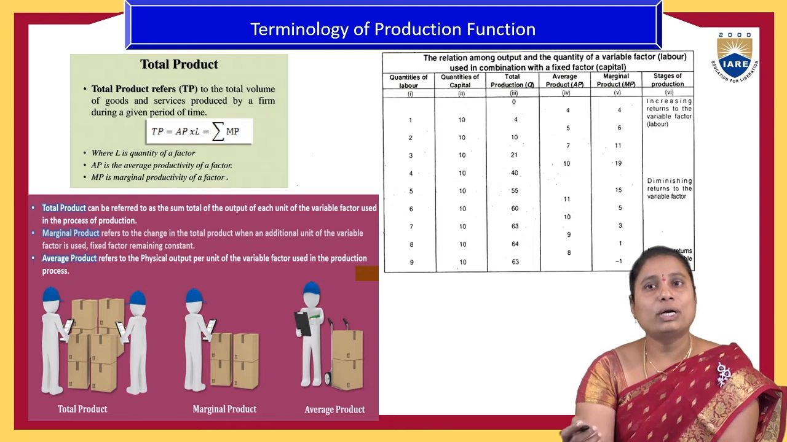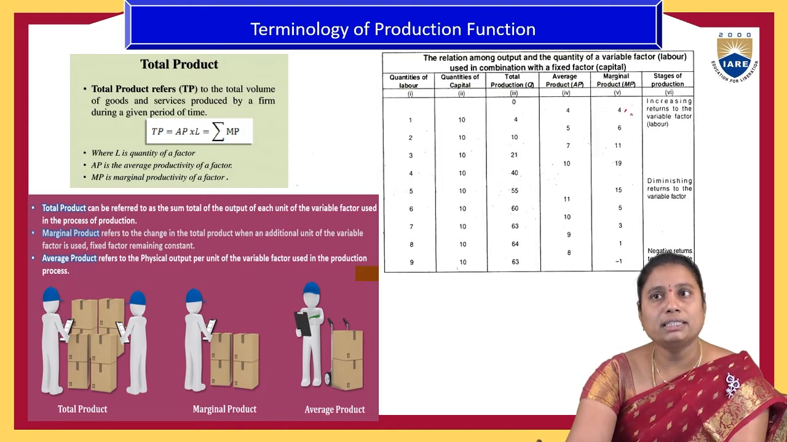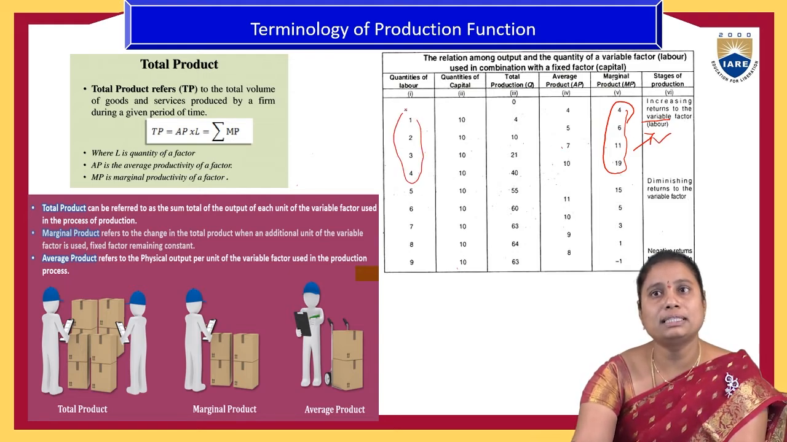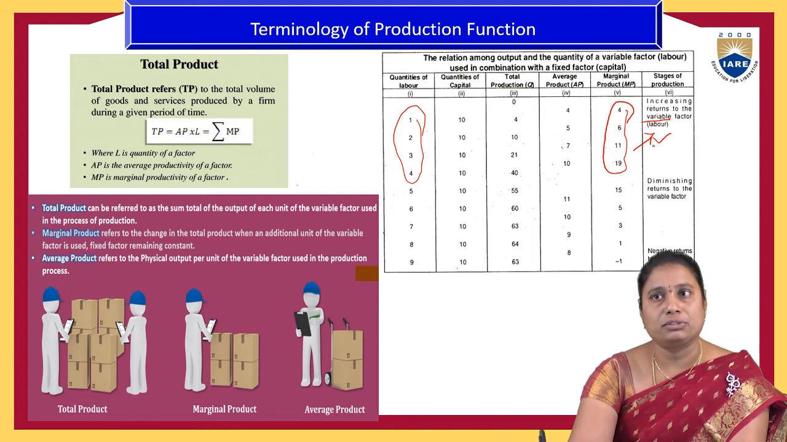In the same way, if we observe the marginal production of the products from 1 up to this 4th labor, it is increasing. From 4 to 6, 11 to 19, it is increasing. Then that stage is called increasing returns to the variable factor. That variable factor is labor here. So if up to 4 labor the production is increased and the marginal production is also increased, then that stage of production is called increasing returns to the variable factor.